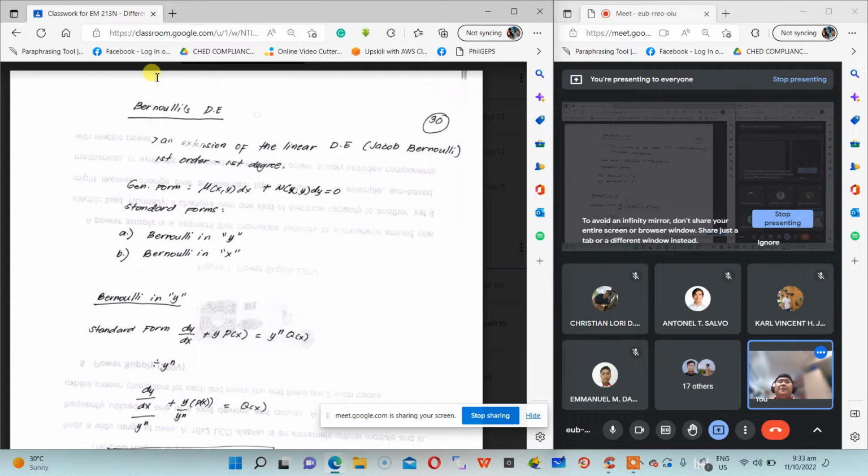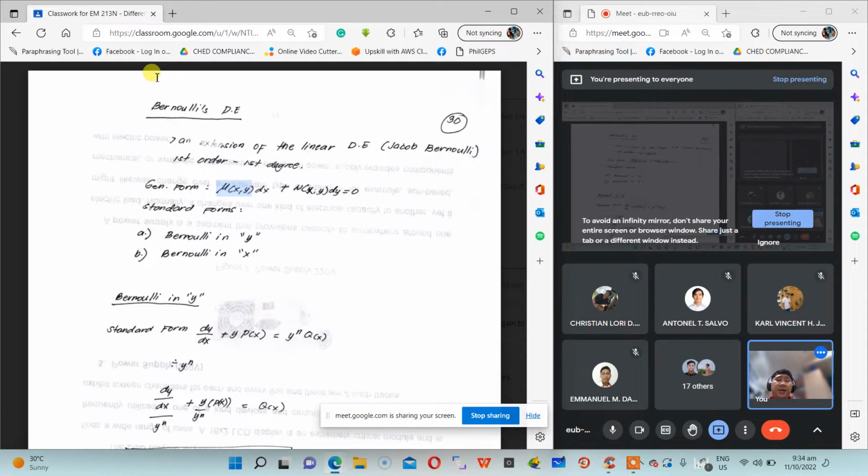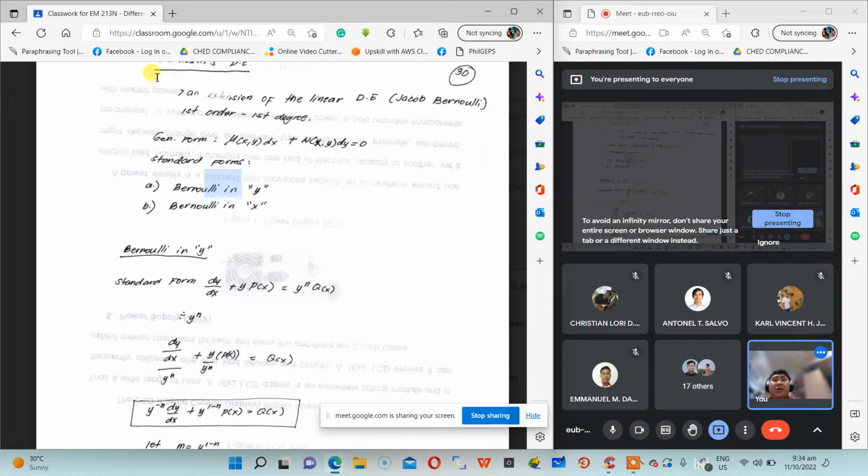So meaning if you're given a differential equation like this, same as linear, it also has Bernoulli in x and Bernoulli in y. Same as other first order first degree differential equations, it still has a form of M(x,y) dx plus N(x,y) dy equals 0. But Bernoulli differential equation, same as linear, has standard forms. So it could be Bernoulli in y or Bernoulli in x.